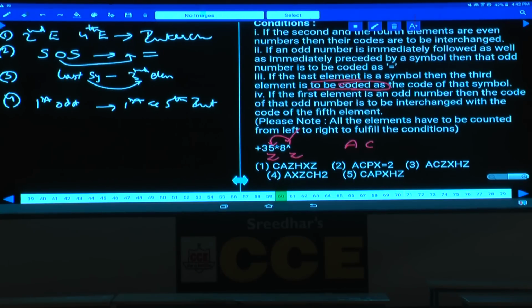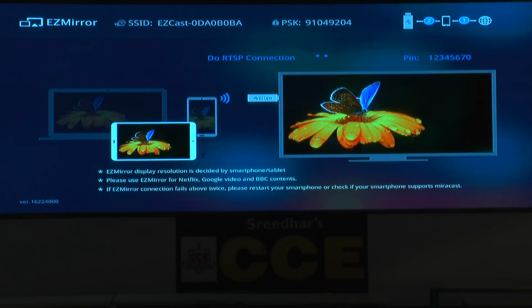Then question number 61. What is your answer here? 8 pound plus 42 and a dollar. What is the last element here? The last element is a symbol. Again it comes under the third rule. According to this third rule, the third element must be coded as the last one. Dollar is J, so the third element and the last element must be J and J.